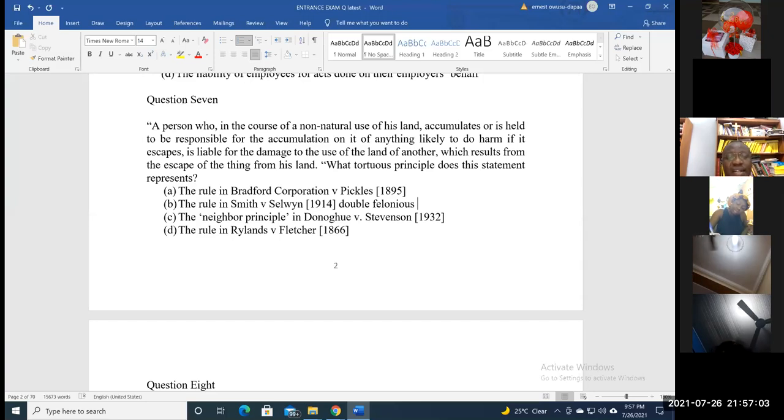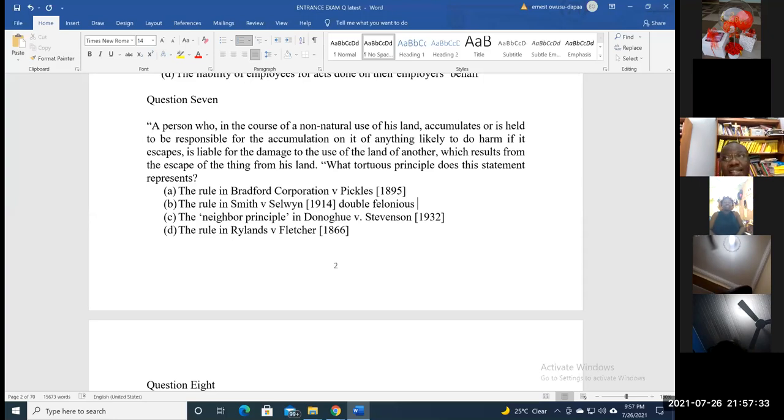But Donoghue and Stevenson, as you remember, Lord Atkin radically transformed this area of the law. And that has been developing through to so many important principles: Caparo, Dickman, Hedley Byrne, Helen Partners, and all that up to date. Good. Then we have the rule in Rylands and Fletcher.